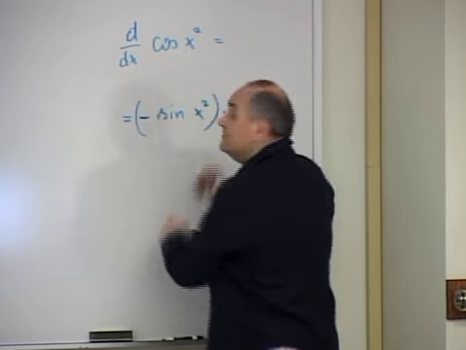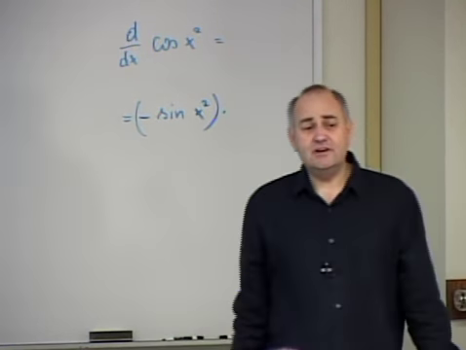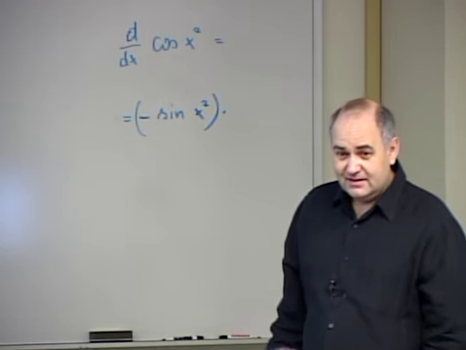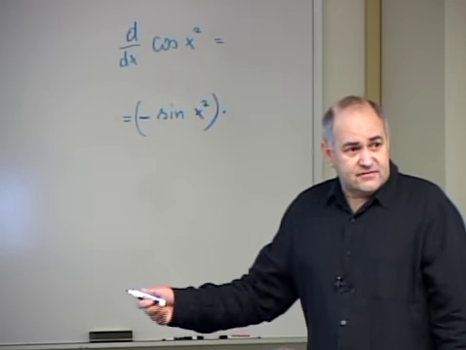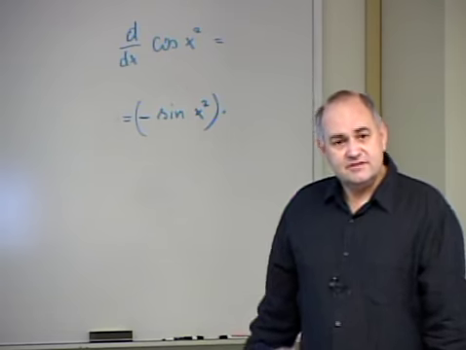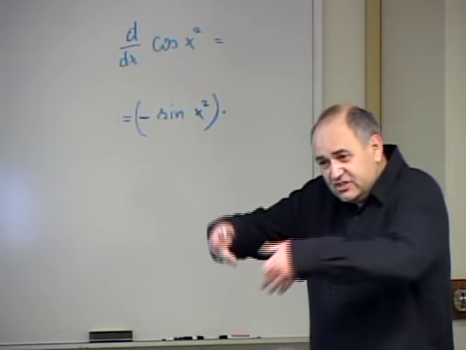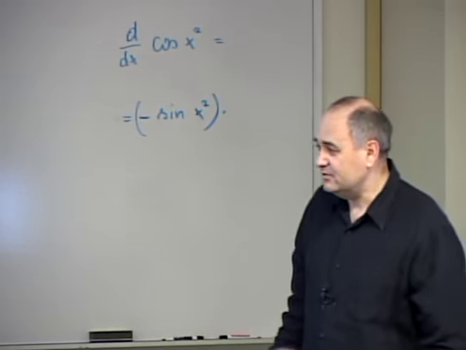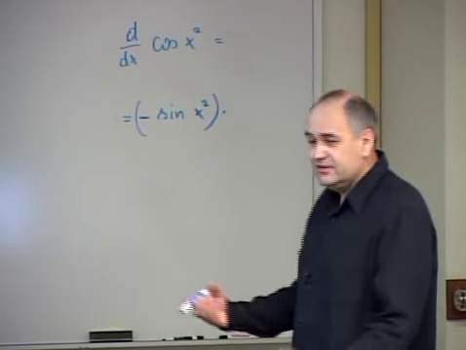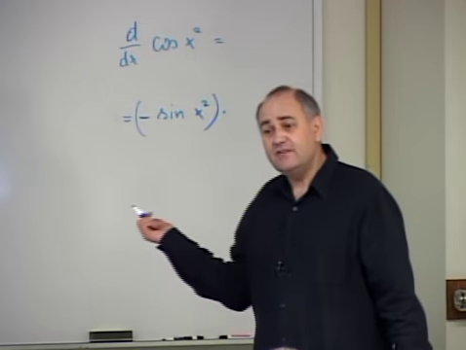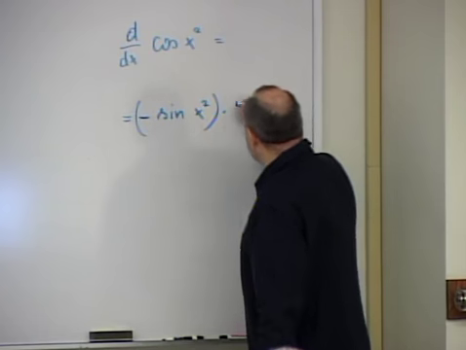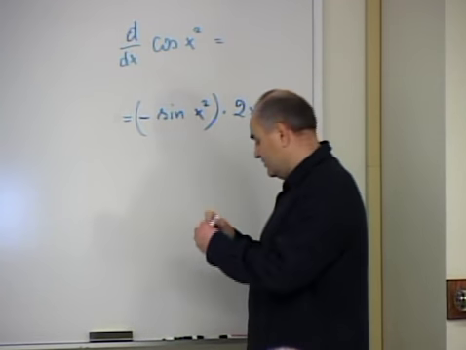Now we have to multiply by the derivative of the internal function. And the derivative of the internal function is with respect to that most inner variable, so with respect to x. So what will be the derivative of the internal function? 2x. Very good.